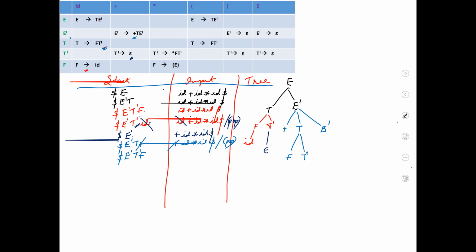Okay. And here, what you have remaining is ID into ID dollar. FID, which means this F, replace it with an ID. Okay. So here you have ID into ID. So what did you just do now? This F, you replaced it with an ID. ID. It is a perfect match. So what you will do is you will pop it off. ID is a match. You are popping it off.